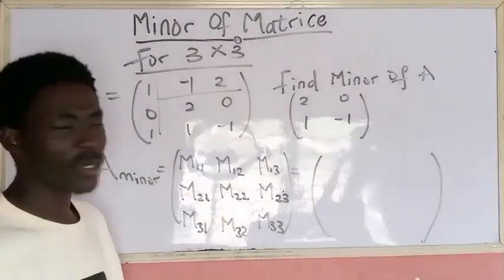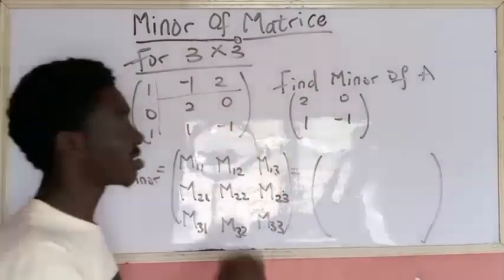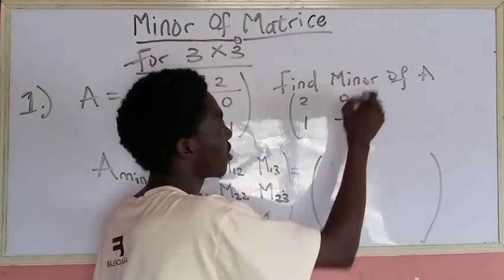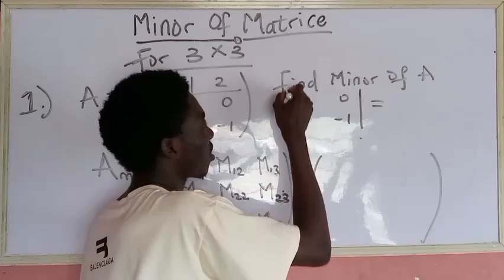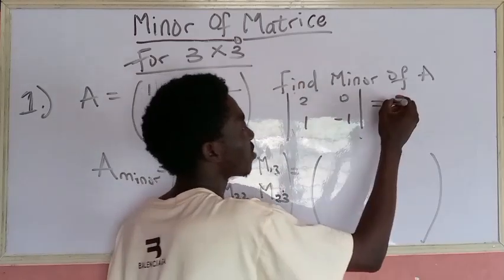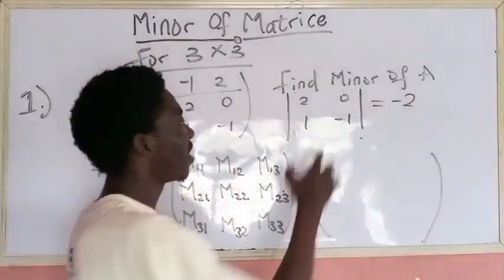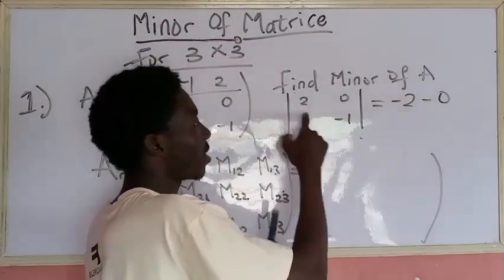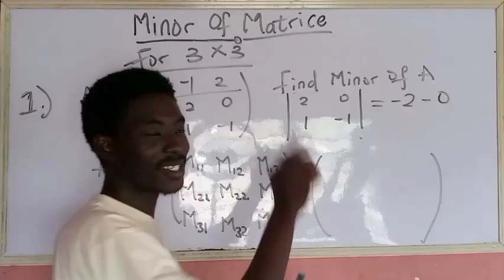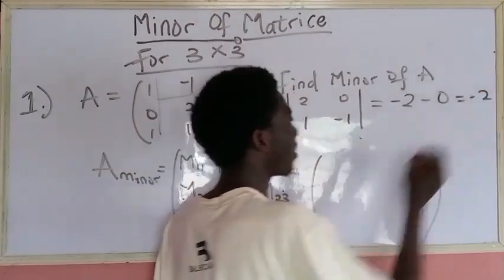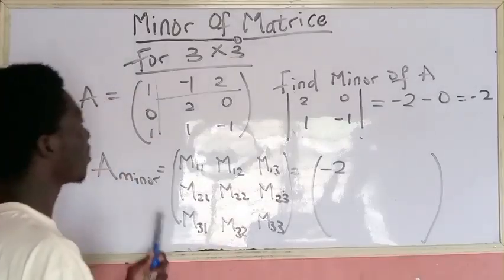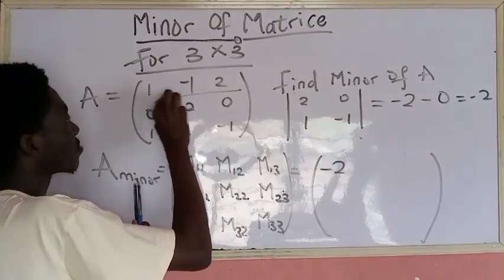The next thing I'll do is take out the determinant of this matrix. The determinant will now be 2 times minus 1, which is minus 2, minus 0 times 1, which is 0. That is a minus 2. So that means here is equal to minus 2. Good. Next one, check out the same thing.